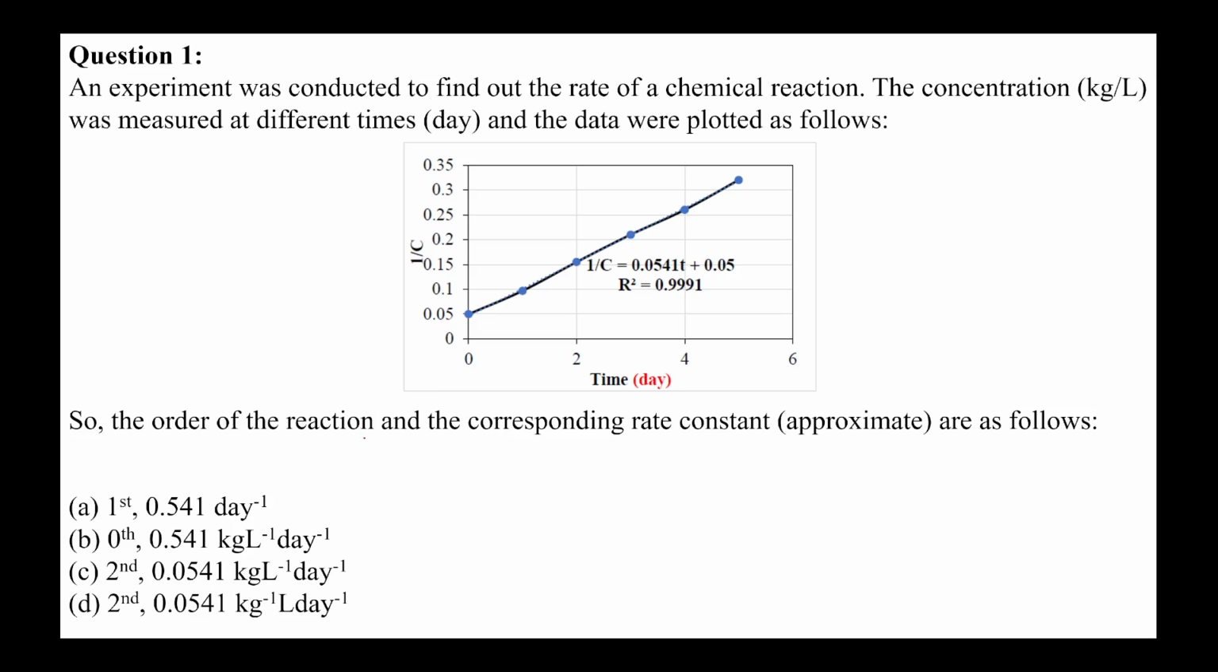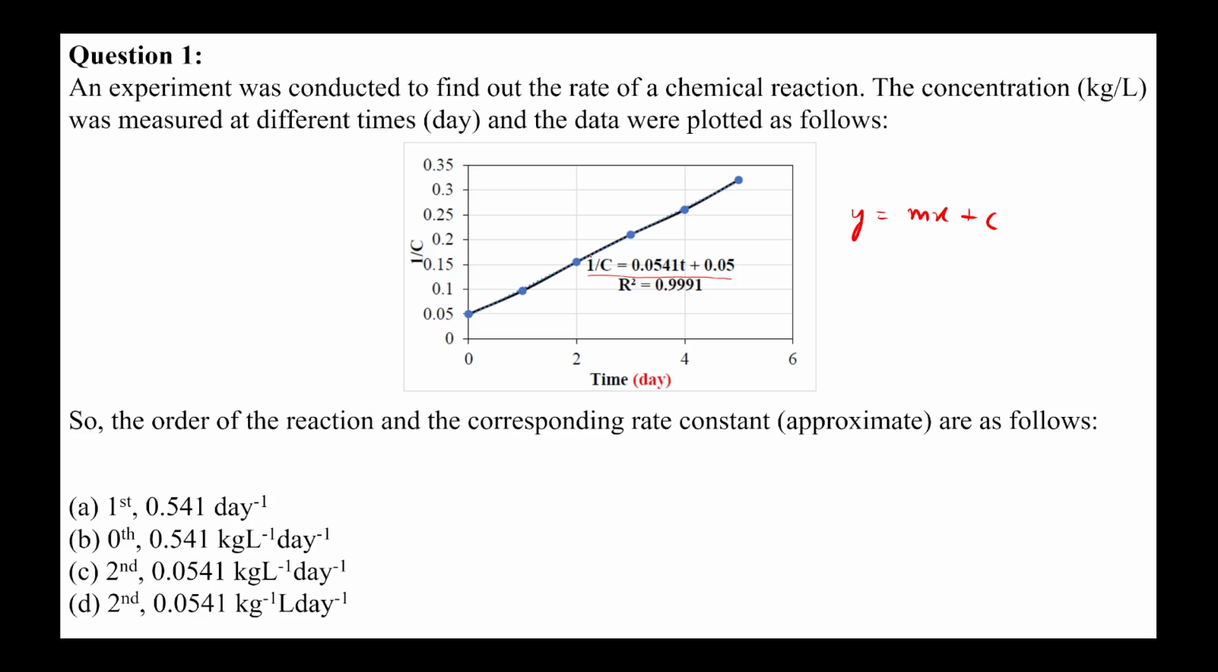So the order of reaction and the corresponding rate constant are as follows. Now you have to select which of the following options is correct. The first thing in such questions we have to notice is the equation that we have. Here we can see it's a straight line equation. So what is a straight line equation? y is equal to mx plus c, where m is the slope, c is the y-intercept.